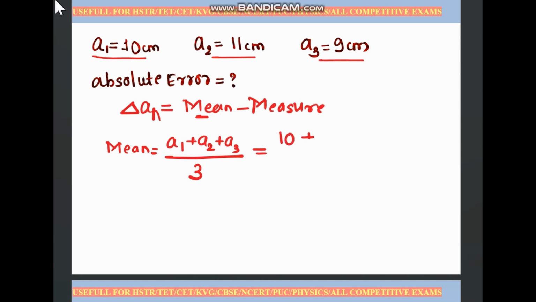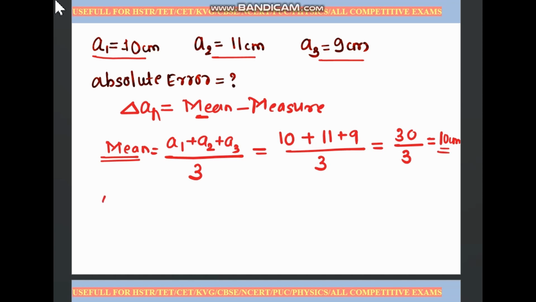So 10 plus 11 plus 9 divided by 3. So 10 plus 11 plus 9, it will become 30 divided by 3. So mean of this is 10 centimeter. So mean measurement or true value will become 10 centimeter.